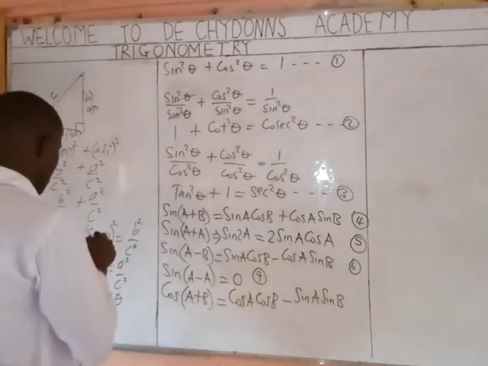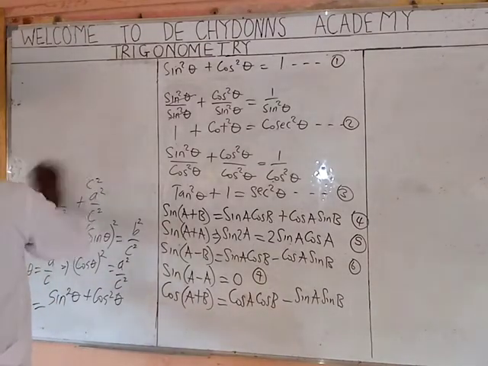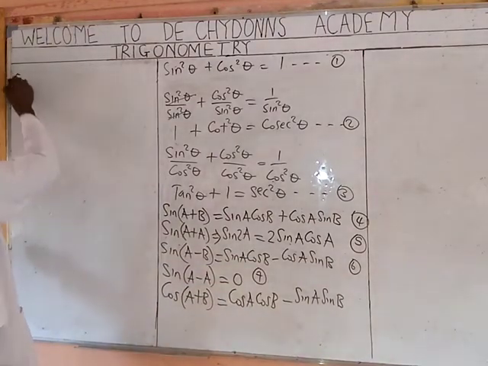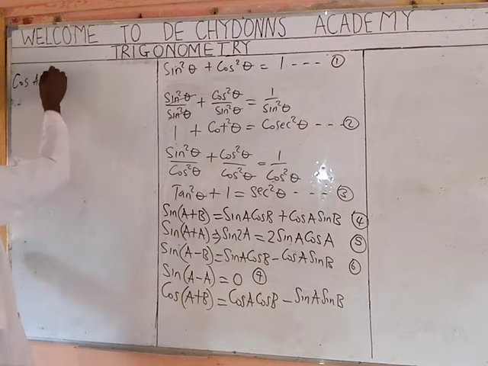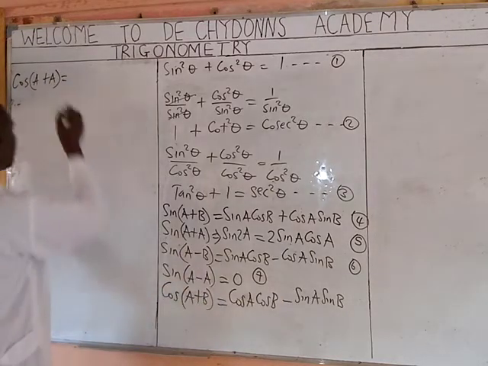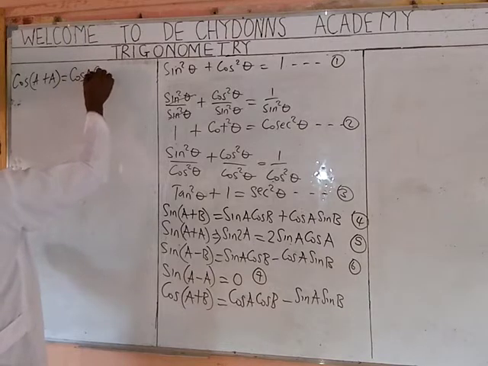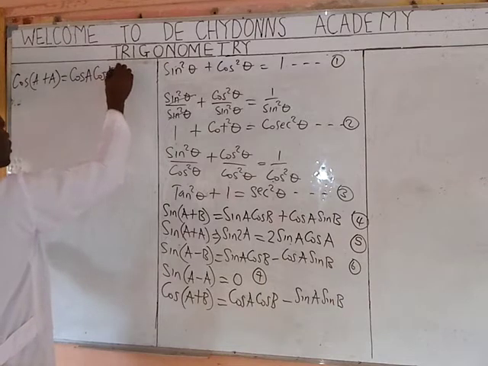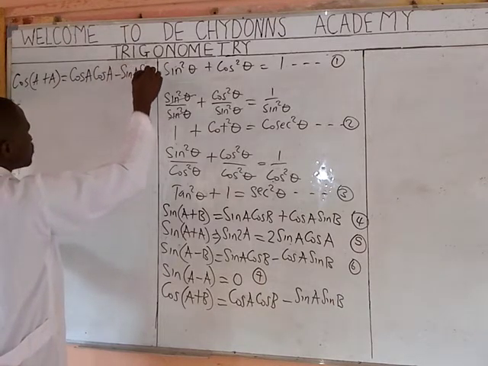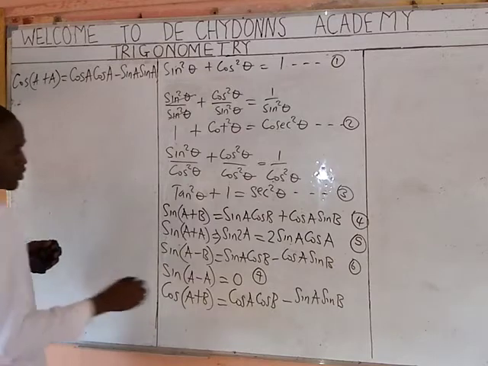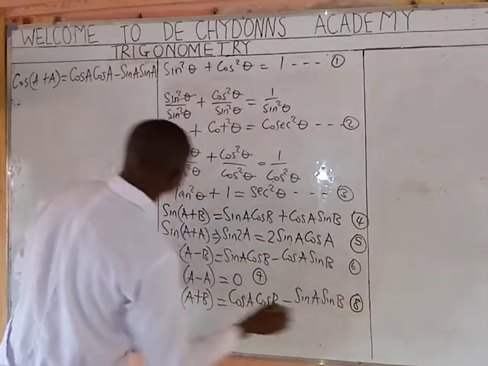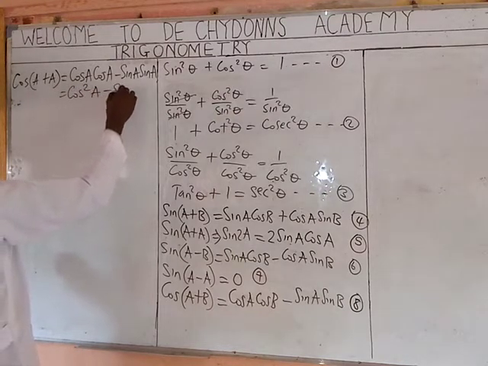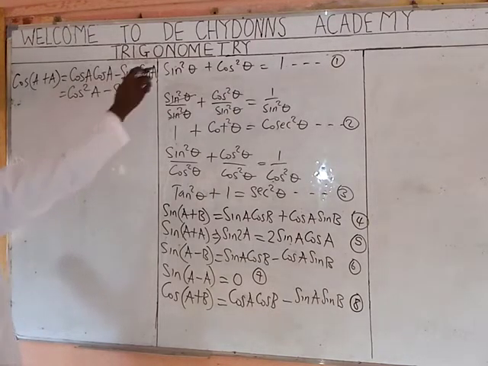That means that when we have cos(A + A), the implication is that here will be cos A cos A, because A has replaced B, minus sine A sine A. This is equation 8. Then this is equivalent to cos squared A minus sine squared A, because they are the same.